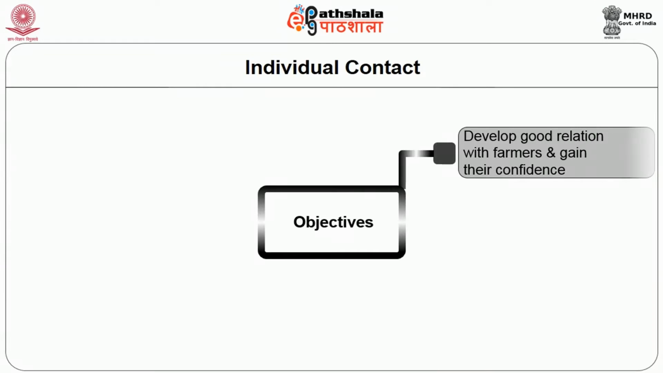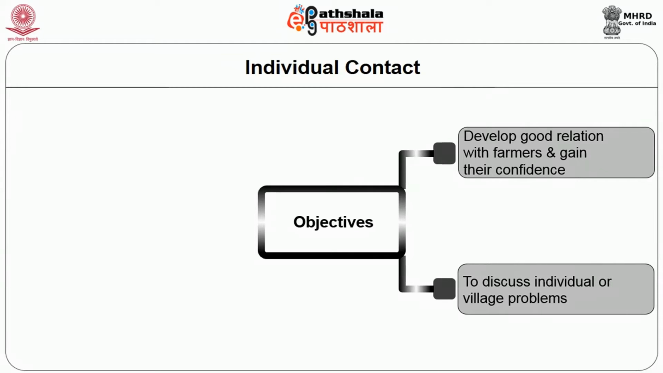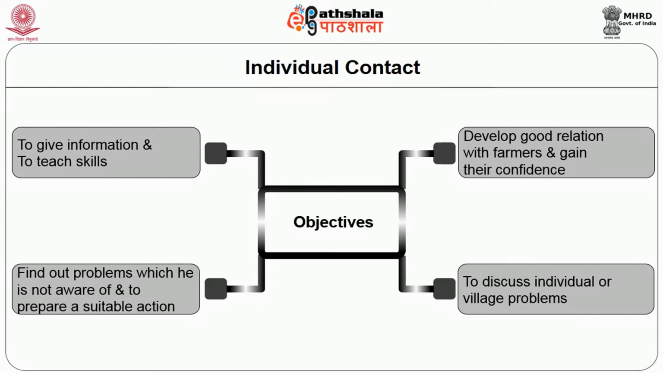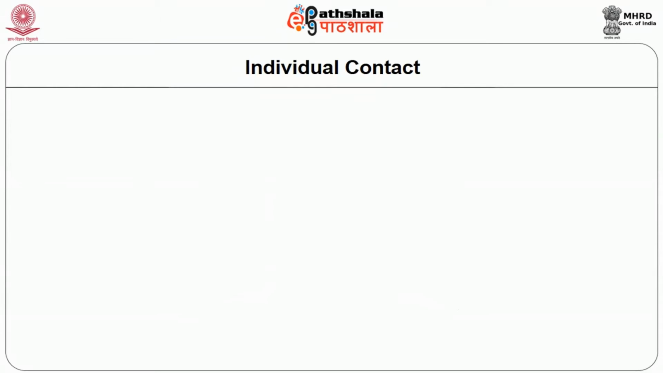So, what are the objectives of individual contact methods? Number one is to develop good relations with farmers and gain their confidence. Second objective is to discuss individual or village problems. C. To find out problems which he is not aware of and to prepare a suitable action. D. To obtain or give information, and E. To teach skills.